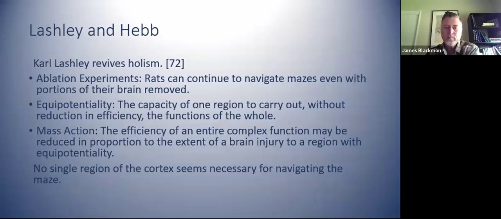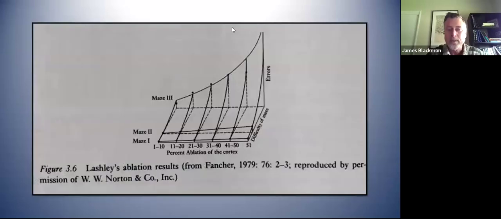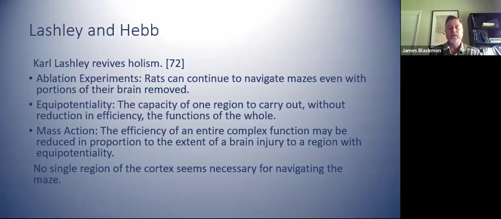And so we have these terms, equipotentiality and mass action. So equipotentiality, it means they have the same potential. One region can carry out the function of the whole. Even so, when the whole was carrying out the function, and you take away some of that, the remaining region can still do it, often in a way where you can't even tell the difference. But for a more complex maze, you will eventually be able to tell the difference. Mass action: the efficiency of an entire complex function may be reduced in proportion to the extent of a brain injury to a region with equipotentiality. The point is that no region of the cortex seems necessary for knowing how to or remembering how to navigate the maze.